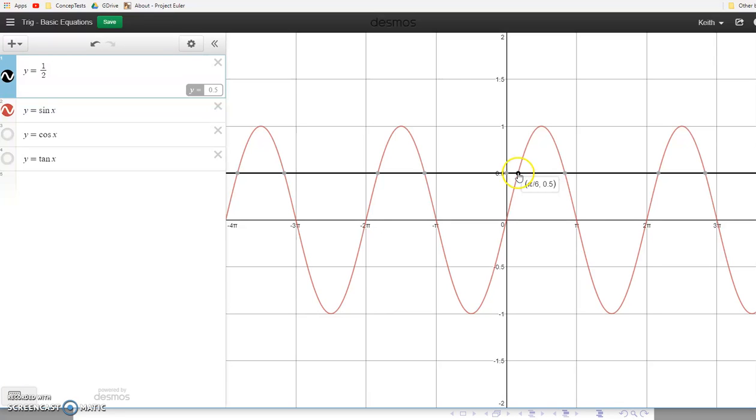So I can take pi over 6, add 2 pi to that, get 13 pi over 6. I have another solution. I could subtract, get negative 11 pi over 6. I could do that again from that one, get negative 23 pi over 6. Yeah, I've got infinitely many solutions. And yet, even with that, we still only have half of the solutions. We got all these other ones missing.